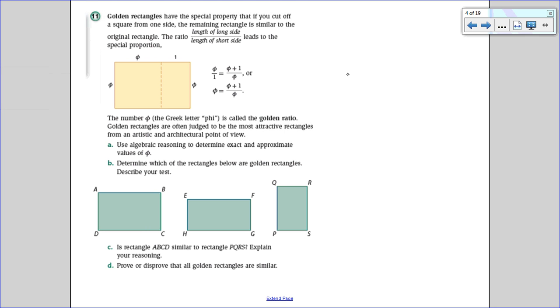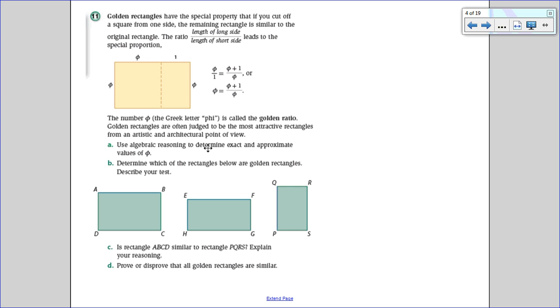Hey there guys, just wanted to give you a little help with number 11 talking about golden rectangles. This idea of phi, or the golden ratio, is one of the coolest things I've run across in mathematics. It's found in nature, sequences, it's kind of hidden in a lot of different places, but we're going to talk about it with rectangles.